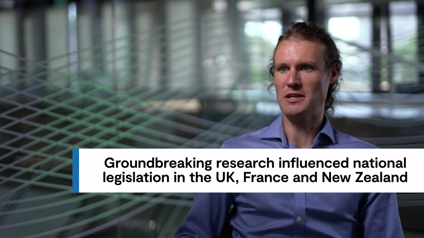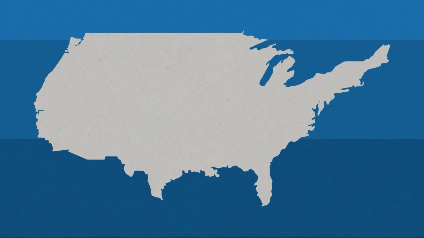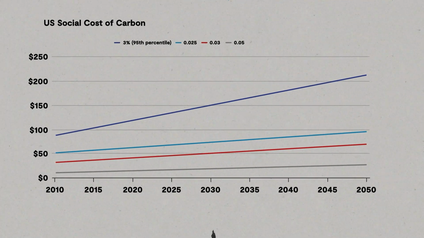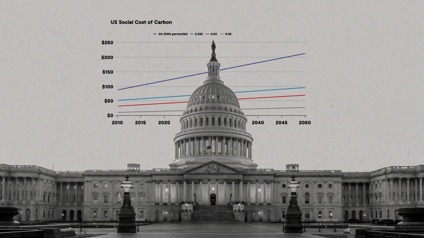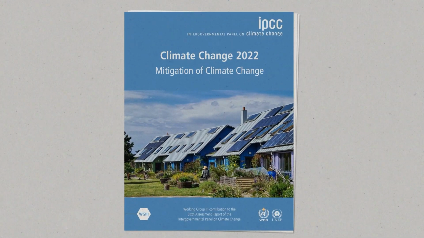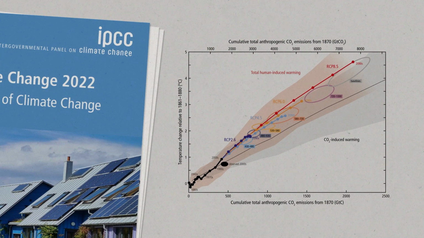FAIR climate models has been used by our group and numerous other groups around the world. One really interesting application was the US social cost of carbon. So this goes right to the top of US policymaking. It was also used in the IPCC mitigation report to produce the temperature outcomes from about 2,000 different emission scenarios.